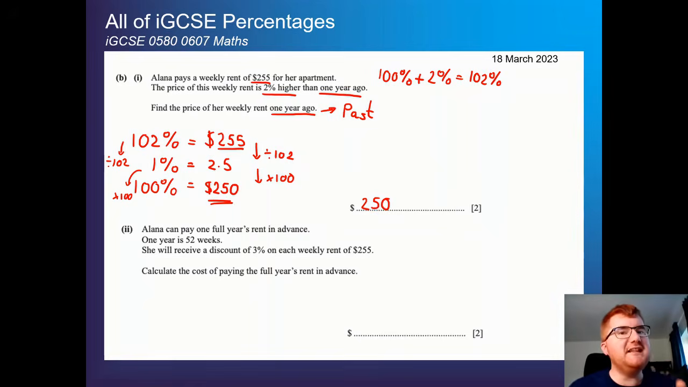Always do a common sense check in this kind of question. So she had a rent of $250. It's now 2% higher, which is then 255. So if you're never sure in the exam, you can always check by going logically through the question to make sure you're getting this correct answer of $250.